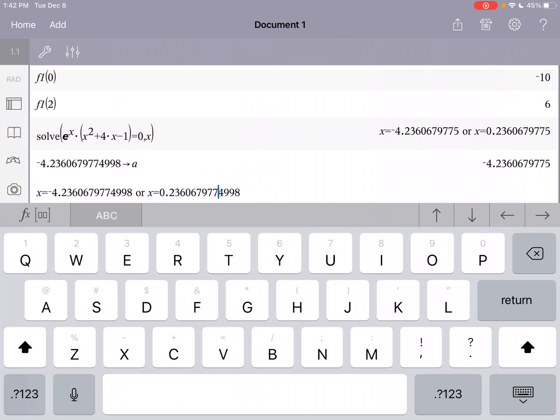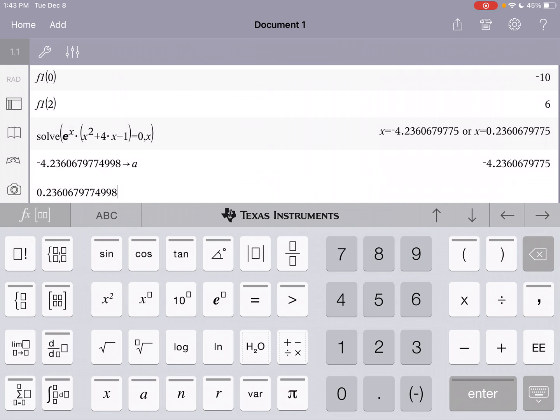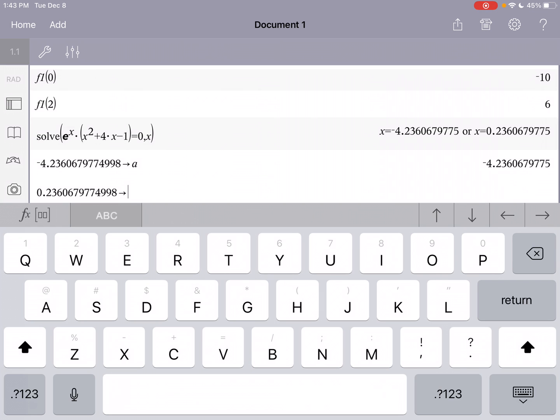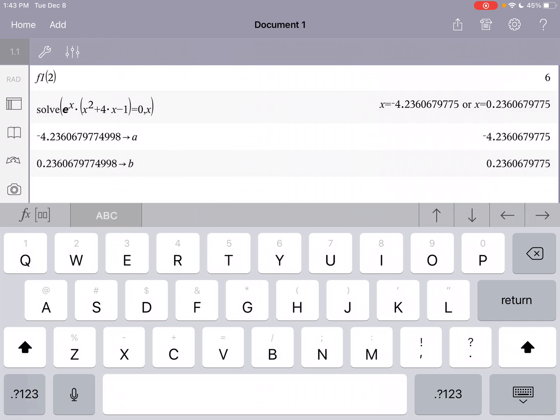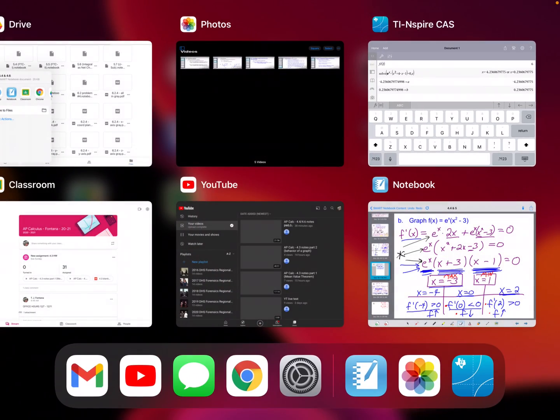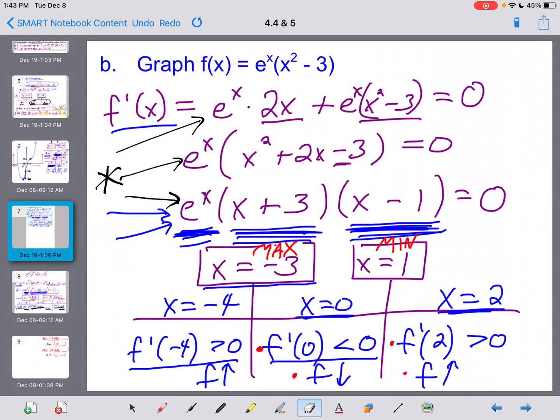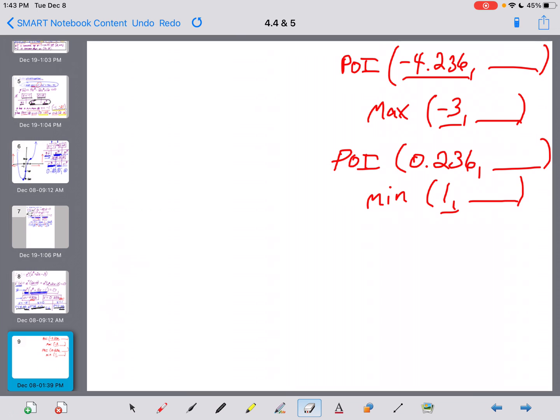So again, I'm going to save just the number and get rid of everything else. Okay, there we go. And then, all right, we're going to store that one into B. So again, I go to variable, store, and we'll type in a lowercase b here. And this is really the way we should do it. The x values at the max and or the min, everybody, those were rational, if I'm remembering right. Those were, where were we? -3 and 1.